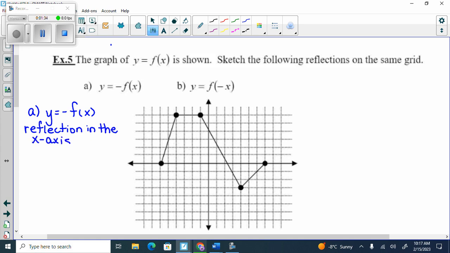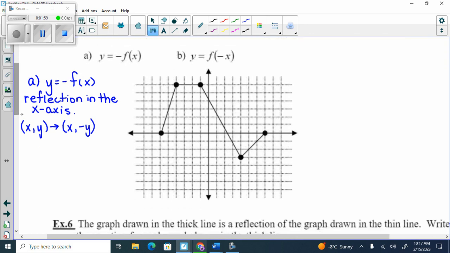What's my mapping? x, y becomes, yeah, it's not with the x, right? So whatever's in the x affects the x, whatever's not in the x affects the y, so it's going to be x, negative y. And now we can apply it to the graph. Remember, the graph's just more than one coordinate. When it applies to coordinates, we use mapping. So I'm going to do blue for this one.